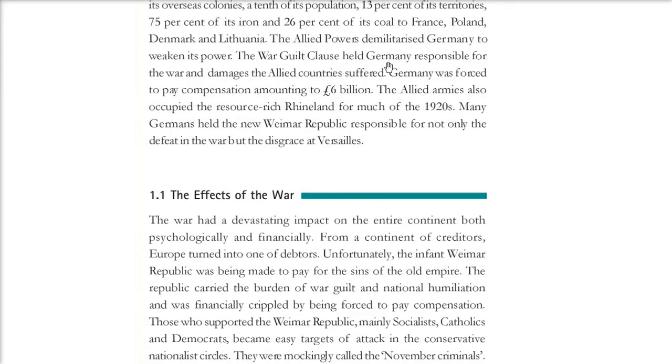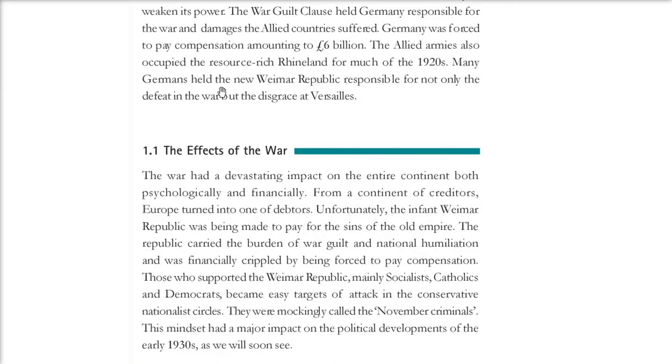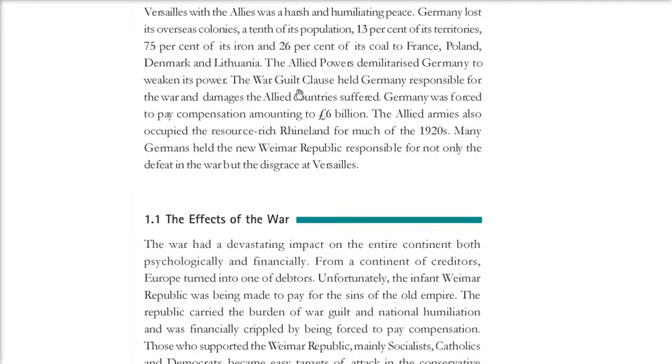They all thought that it was Germany who was responsible for the war. So Germany had to pay 6 billion as compensation. And the Rhineland I showed you on the map was a resource-rich place, and this was occupied by the Allied armies. Because of this, many Germans blamed the new Weimar Republic, not only for the defeat but for the disgrace and humiliation caused by this Versailles Treaty.